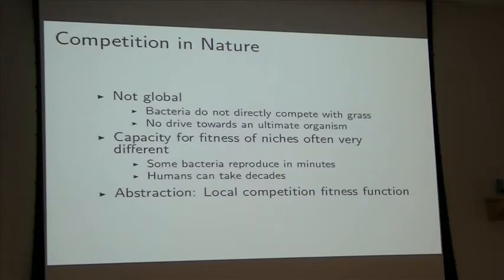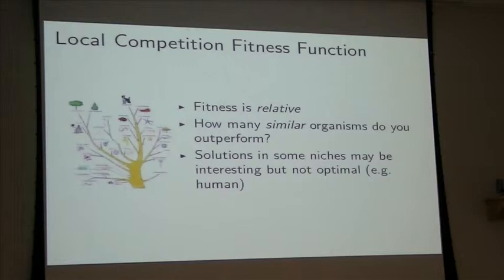So maybe we can look at competition in nature a different way. We can abstract it as a local competition fitness function, one that actually does respect some things we expect from nature. So maybe in this conception, fitness is relative. Instead of asking, how do you rank compared to everybody in the entire population, you might ask, how many similar organisms do you outperform? And so this might respect that solutions in some niches might be interesting, but not optimal. So, for example, me, I'm not optimal.